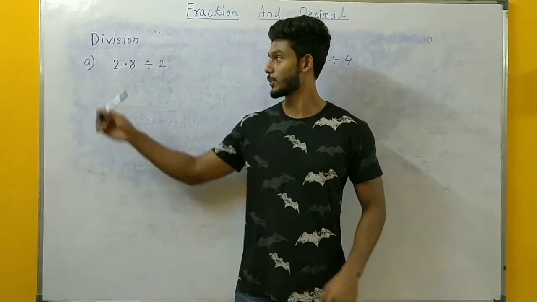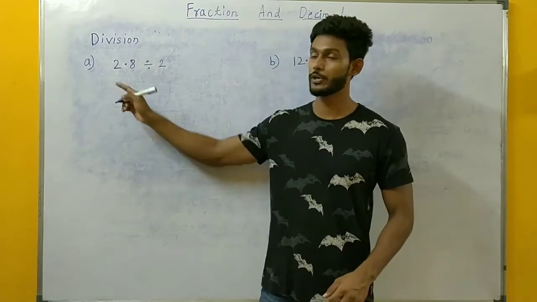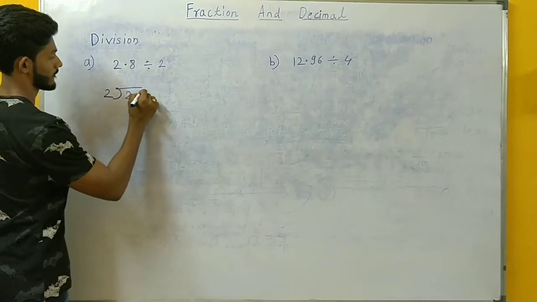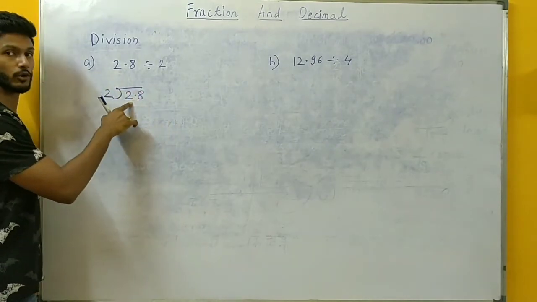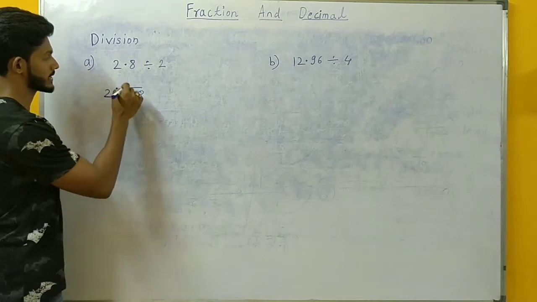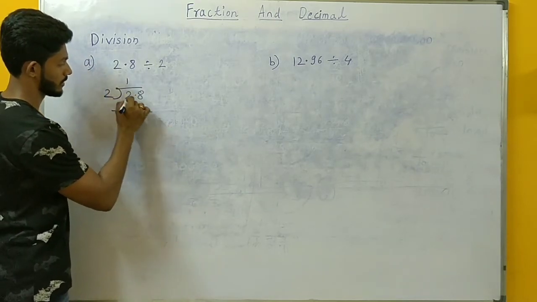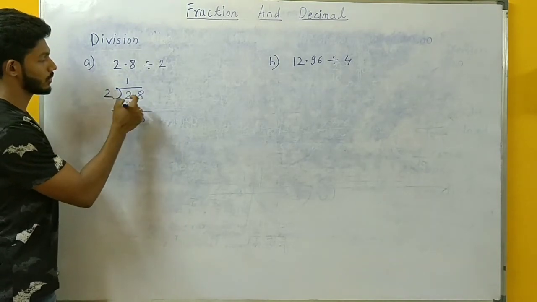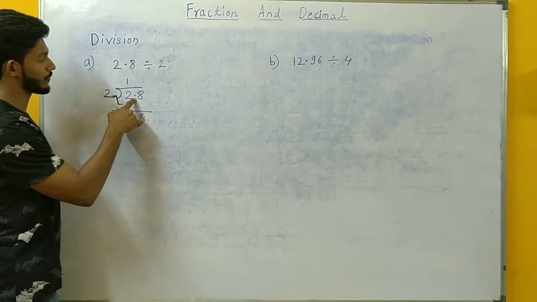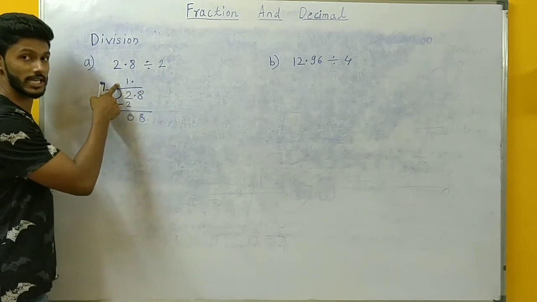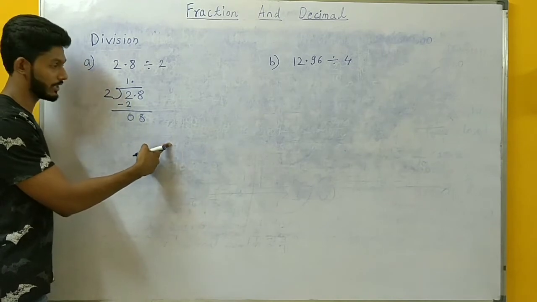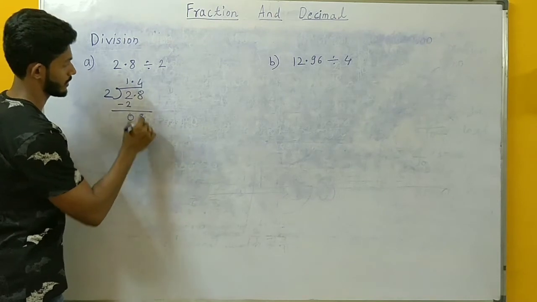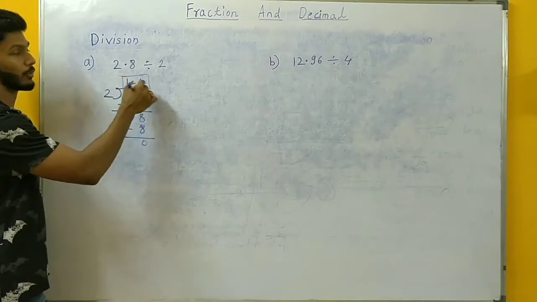Division of decimals. 2.8 divided by 2. Here we are going to perform the normal division. Up till the decimal point, we are going to perform the division first, that is 2 ones are 2. This is 0, then we take this as it is down over here. Now we have the decimal point next, so we'll write the decimal point in the quotient as well, and then we are going to proceed with the division. 2 fours are 8. So this is our final answer, that is 1.4.